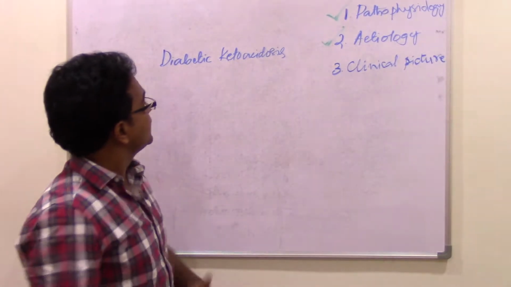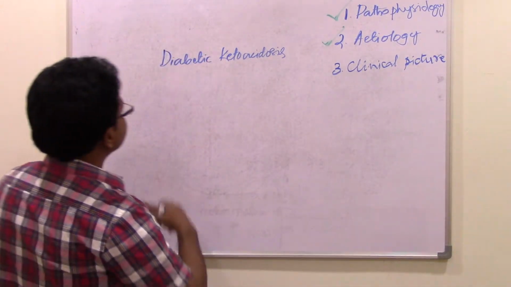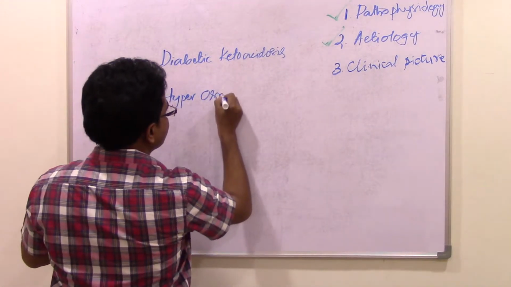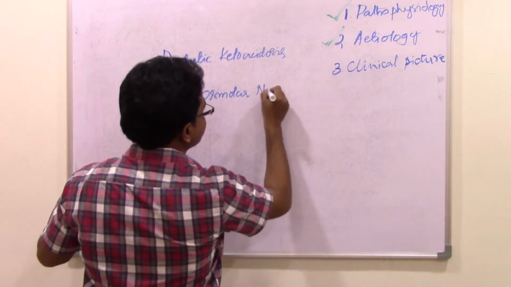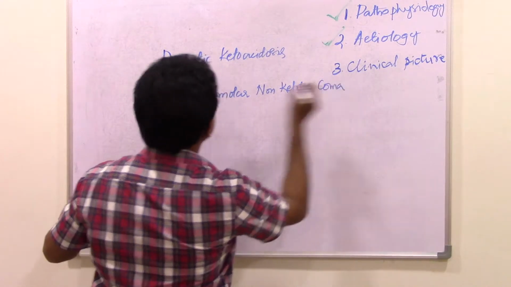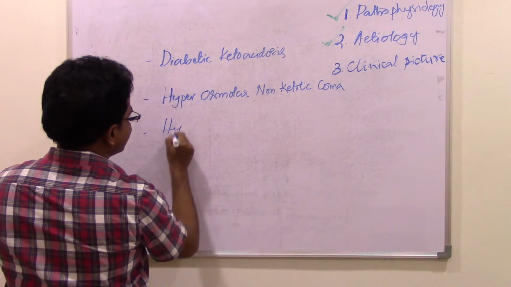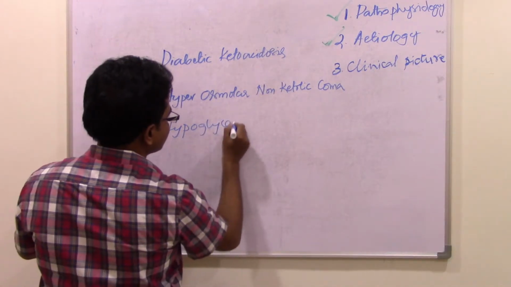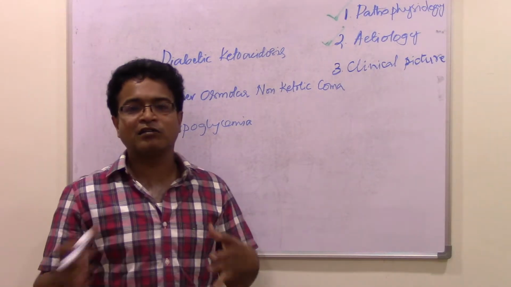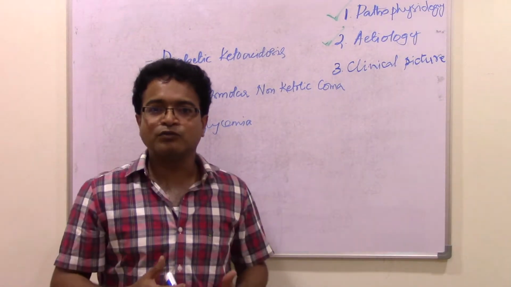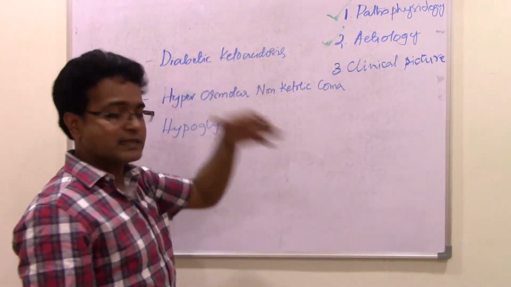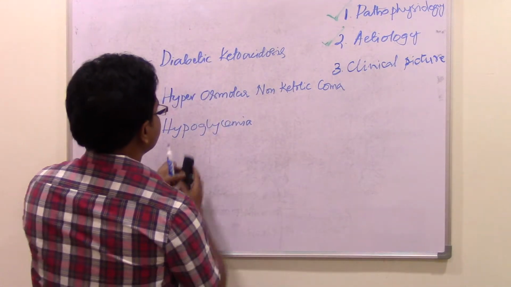There is another kind of complication of diabetes, hyperosmolar non-ketotic coma. And usually hypoglycemia is another common complication of diabetes, because if the dose and the diet are not matched, or the insulin dose is high or the food intake is less, because of more insulin, people go into hypoglycemia. Diabetic ketoacidosis, we need to understand the concept here.